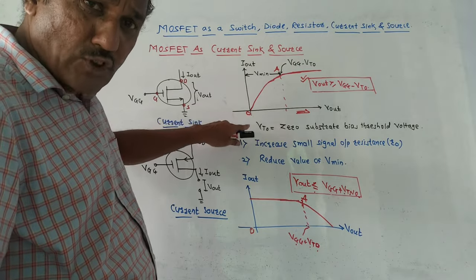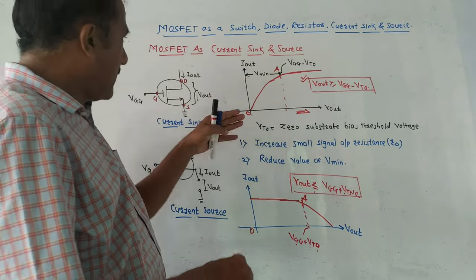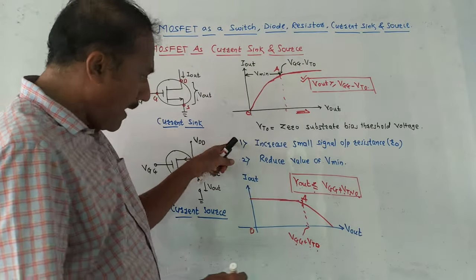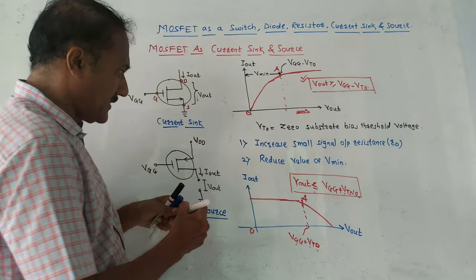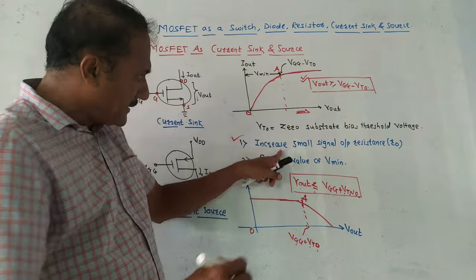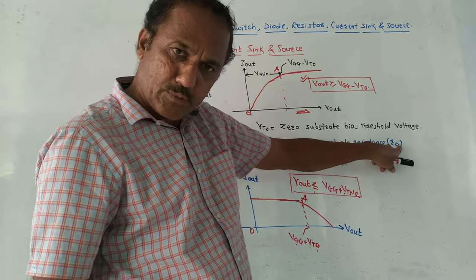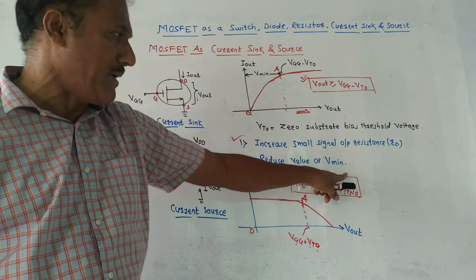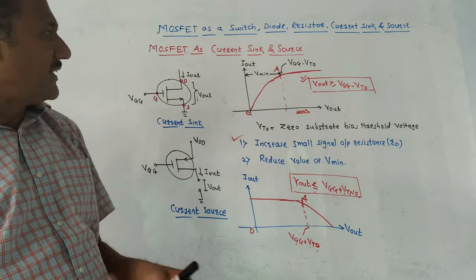Then the performance of this circuit, that means whenever you are using MOSFET as a current source or sink, can be improved by making use of these two conditions. So first condition is increase small signal output resistance small r0, and second is reduce the value of V minimum. This V minimum value is shown in this diagram.